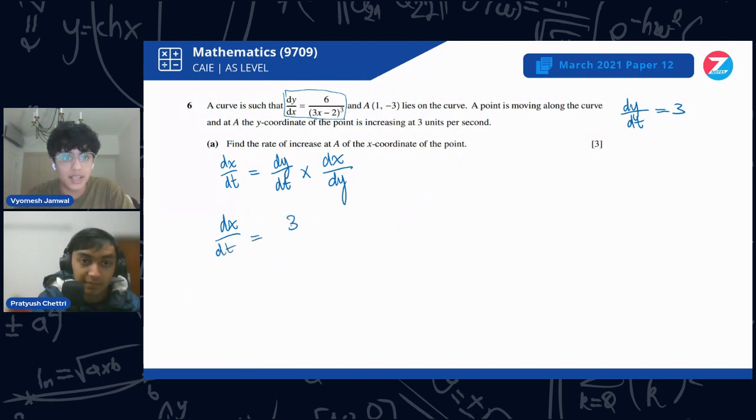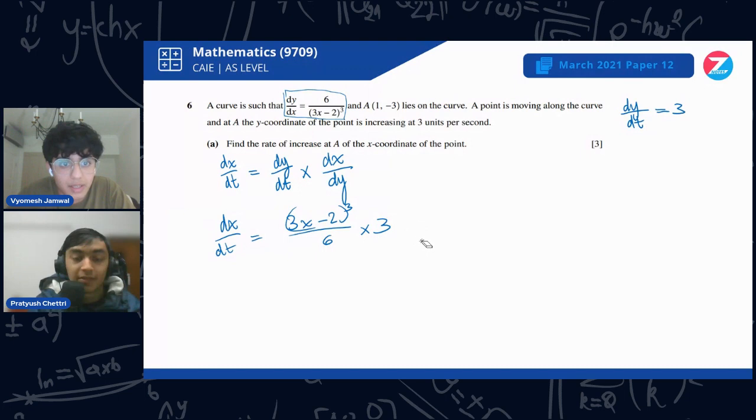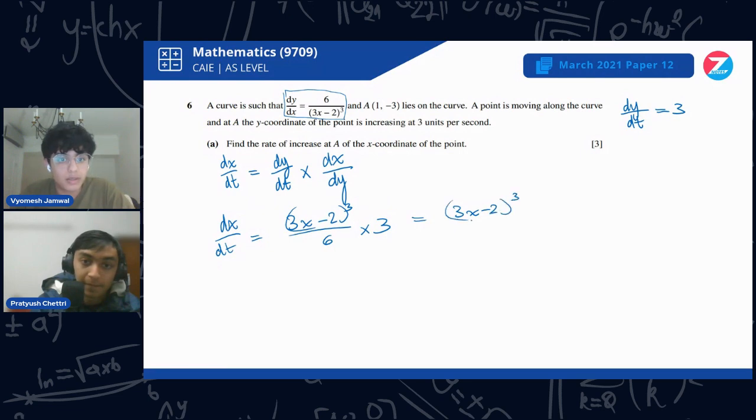3 times (3x minus 2) cubed, over 6. Or you can just put it in the fraction, either way it works. But now you might see that, wait, we've been literally given everything, even the x value at A. Oh, that's crazy. I thought we were going to have to find it, but never mind, it's just given. So we just put 1 inside of that. And what we're going to get is 3 minus 2, which is 1. And then 1 upon 2, essentially.